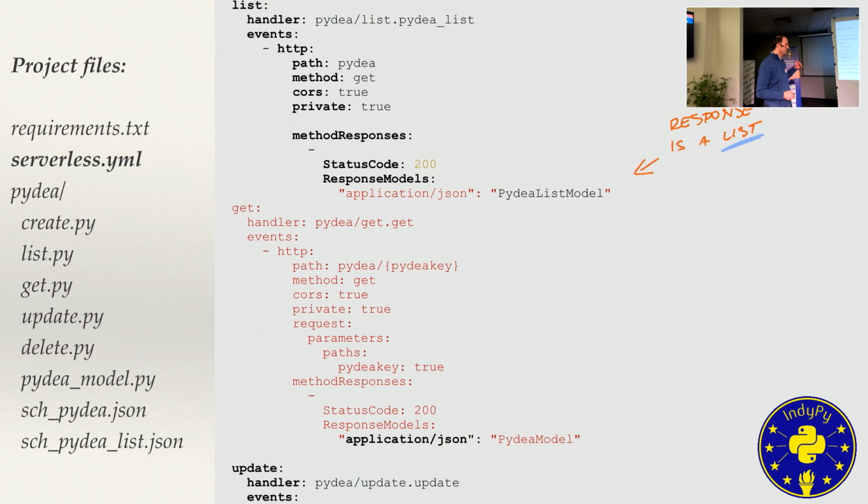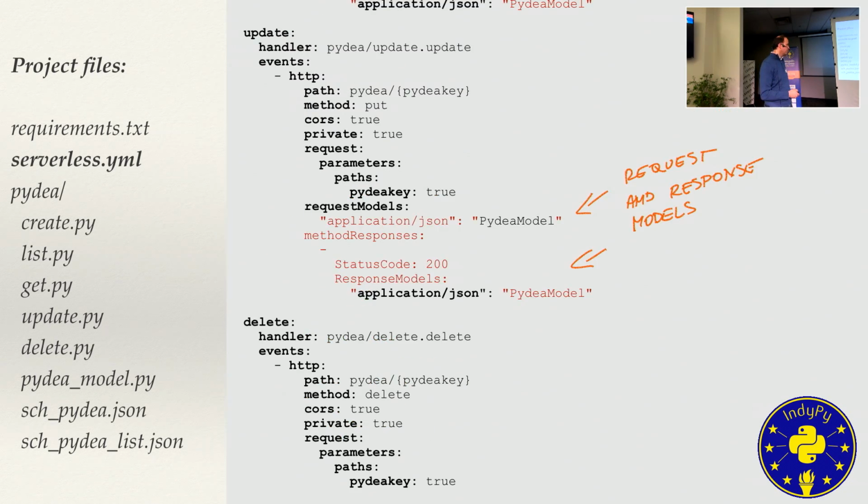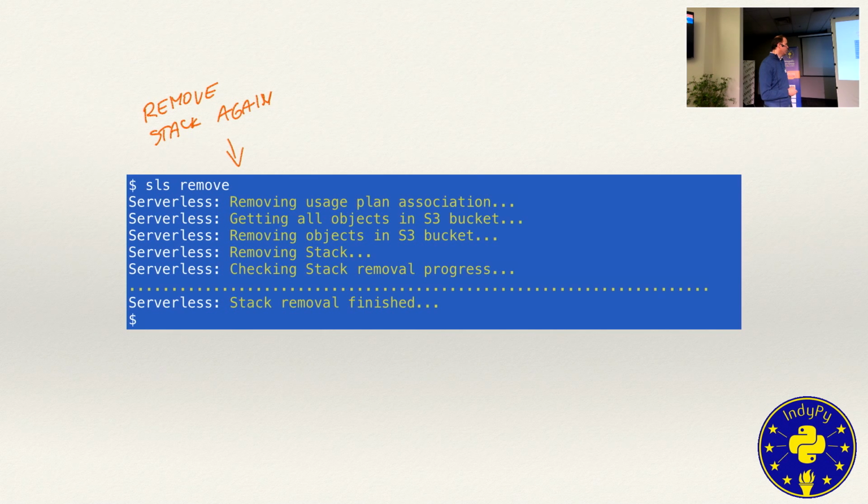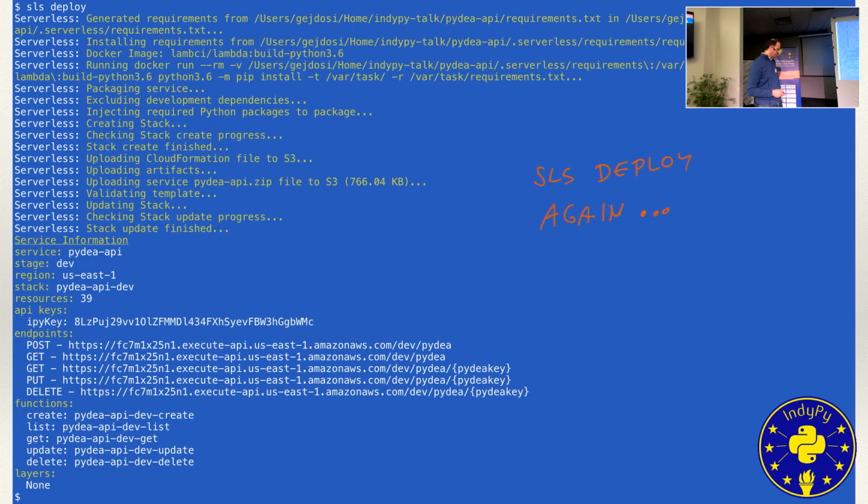I'm just receiving the one instance, not the list, but just one. I'm not sending anything. For update, actually, I'm doing both. I'm sending one, and I'm receiving one. And for delete, again, I'm not using anything. So again, I remove the stack and redeploy. And then nothing changed. I still have 5 endpoints.